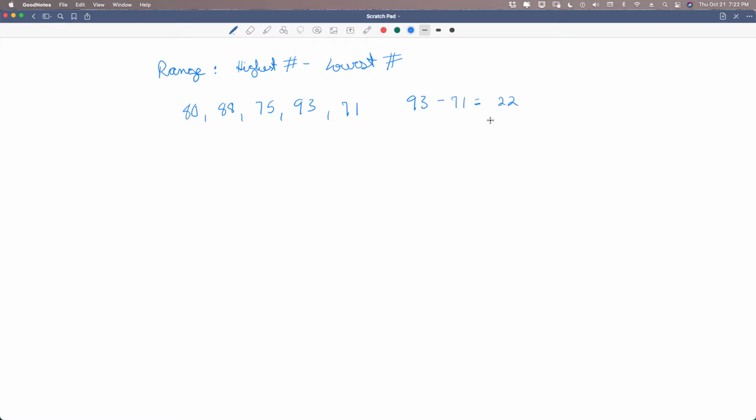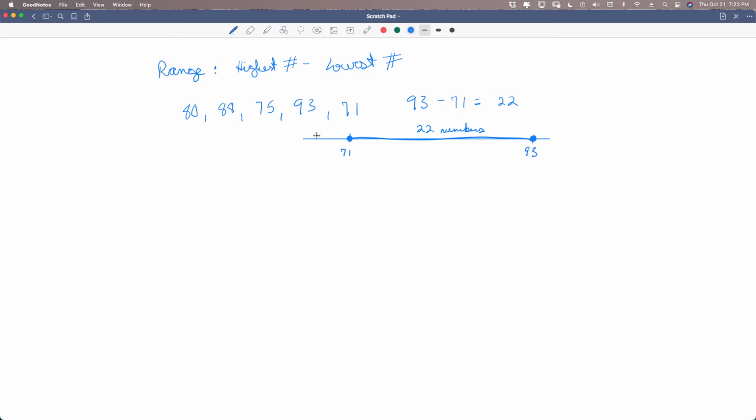Think about the number line. When you think about range, we would have 71 here and 93 here. The span of numbers, the range of numbers, goes from 71 all the way to 93. And from here to here is 22 numbers. So that is what the range is illustrating. The range is telling us how much space this set of numbers takes up on the number line. Okay? So that is range.